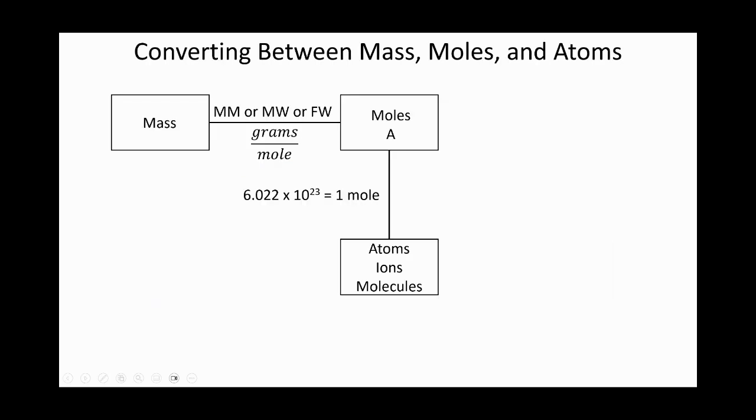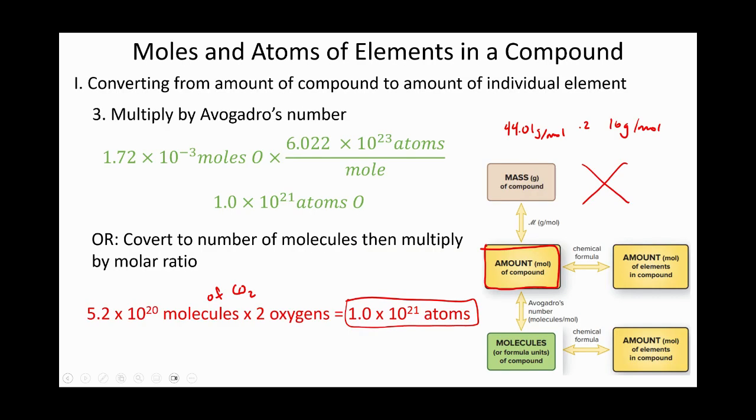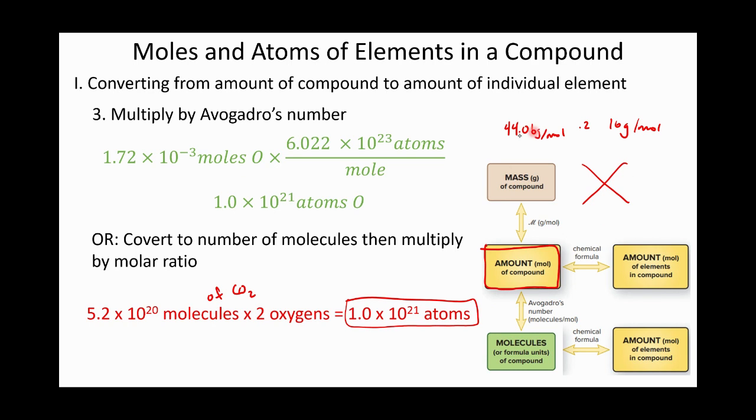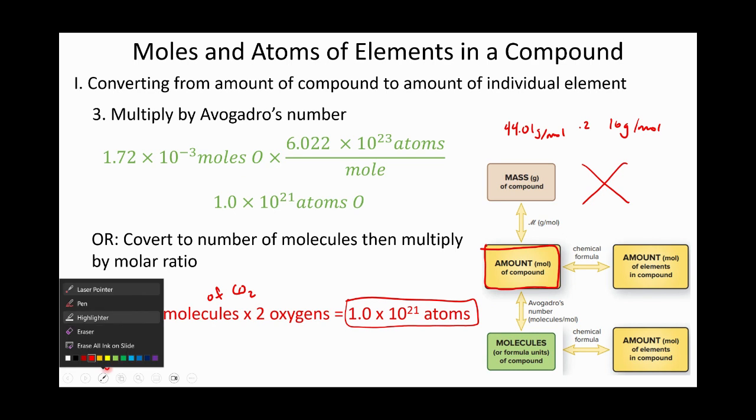But before we do that, I'm just going to expand our conversion chart by one set of boxes. This is what we've seen before, this mass to moles to atoms, ions, or molecules, where we have molecular weight, molar mass, or formula weight. And what we're going to do is add 2 more boxes. This is just expanding on what I had on that last slide, so we're just reproducing that boxed element right there.